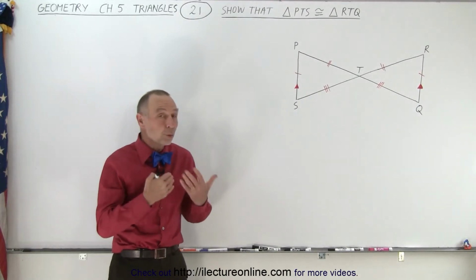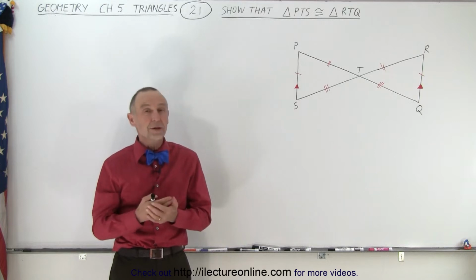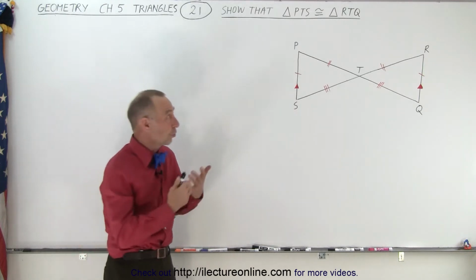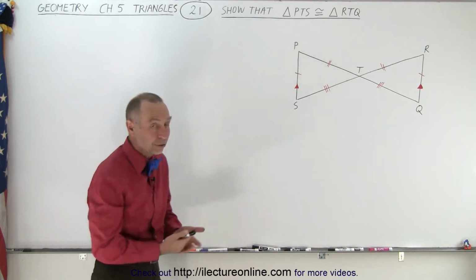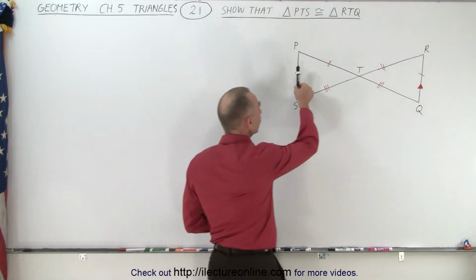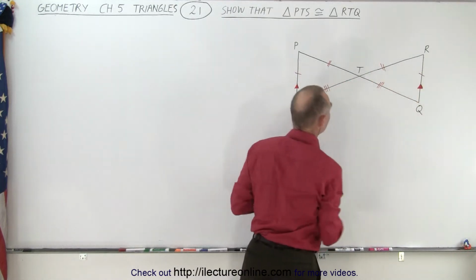Here we're going to use the rules of congruency with triangles to solve this particular problem. What we're supposed to do here is show indeed that the two triangles are congruent. Now, here we can see that these two sides here are parallel to one another.